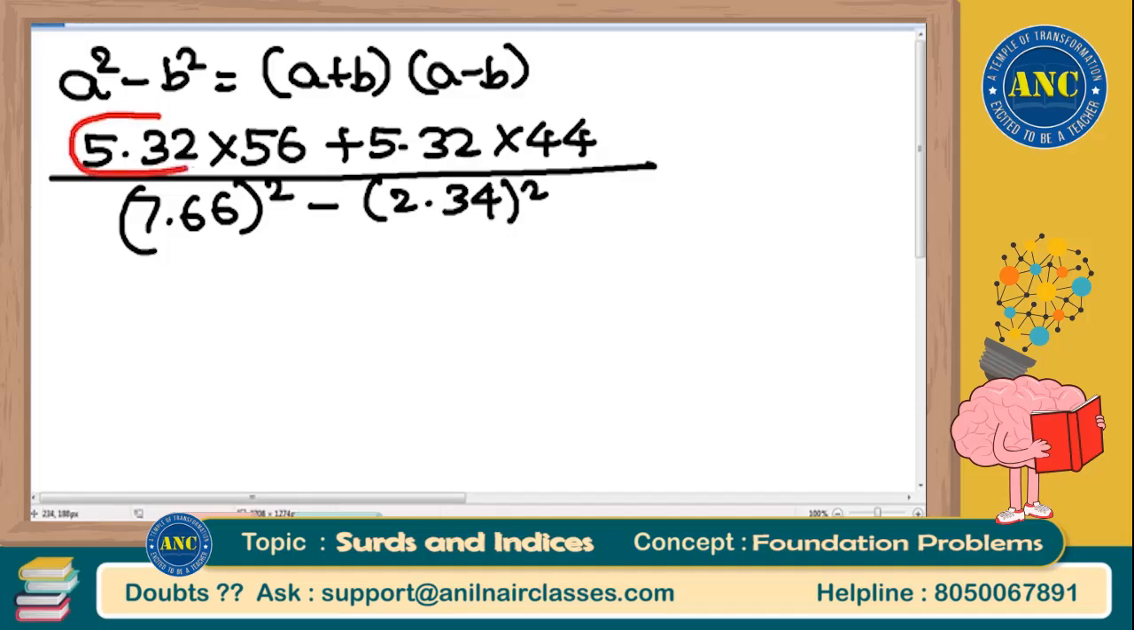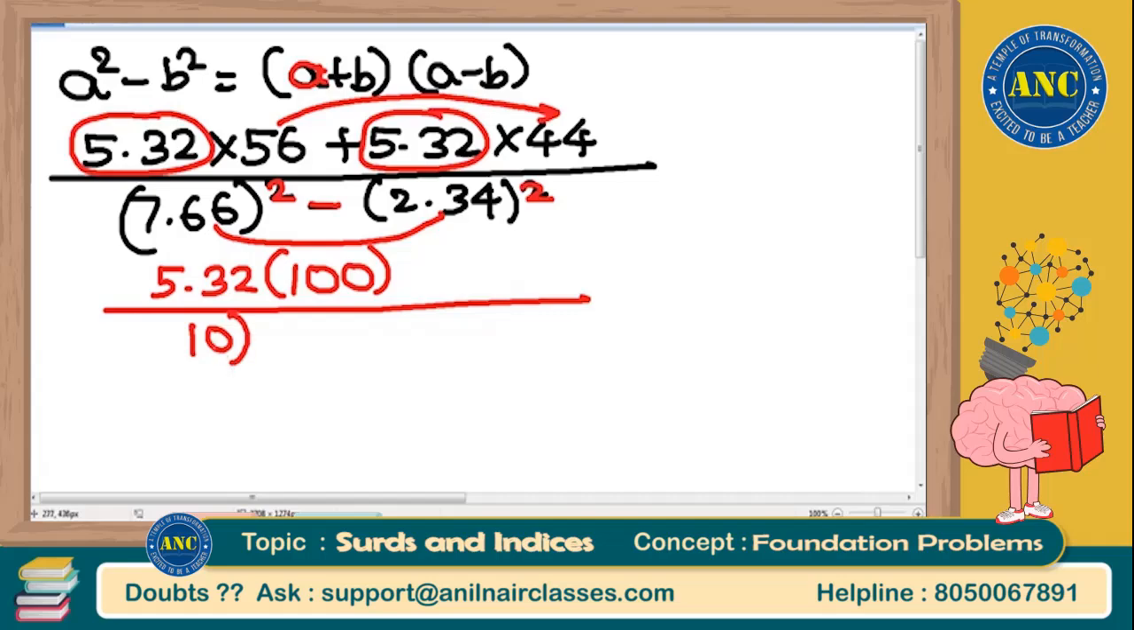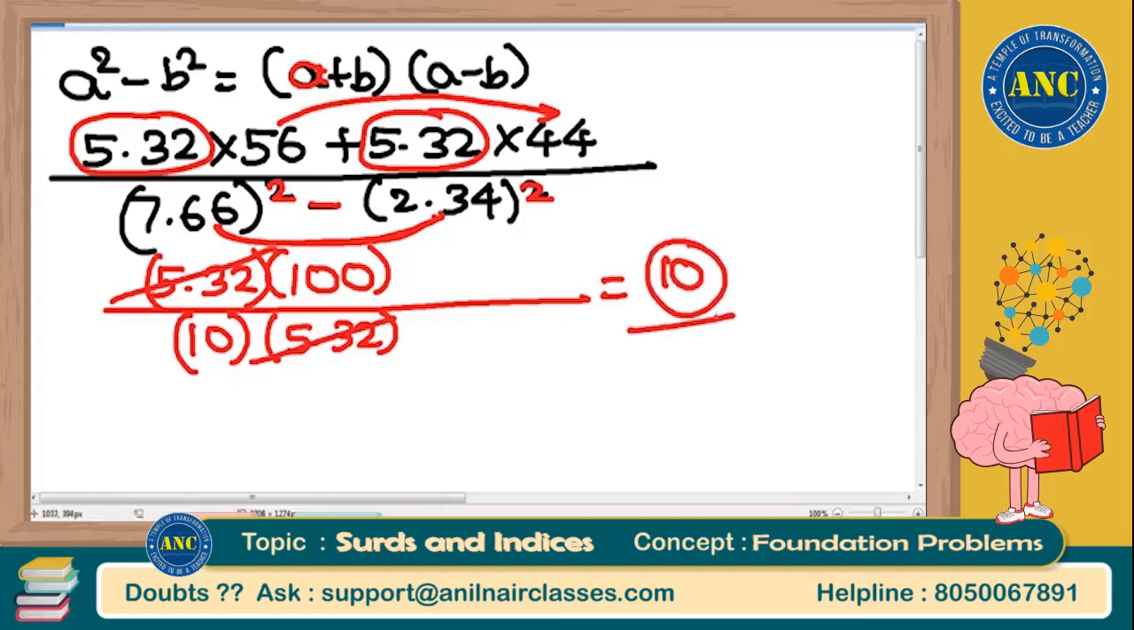If I take this 5.32 common factor in both these terms, you are left with 56 plus 44. 56 plus 44 is 100. So the numerator is 5.32 into 100. a square minus b square is (a plus b) into (a minus b). a plus b is 7.66 plus 2.34, which is nothing but 10. a minus b is 7.66 minus 2.34, which is nothing but 5.32. 5.32 will cancel with 5.32. 100 divided by 10 is 10.